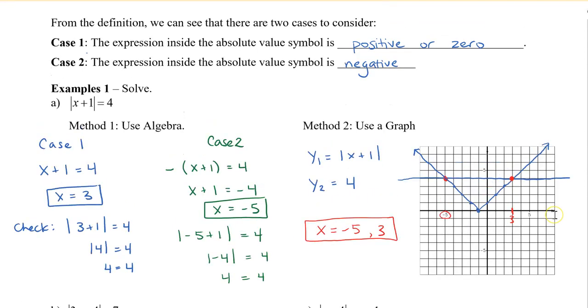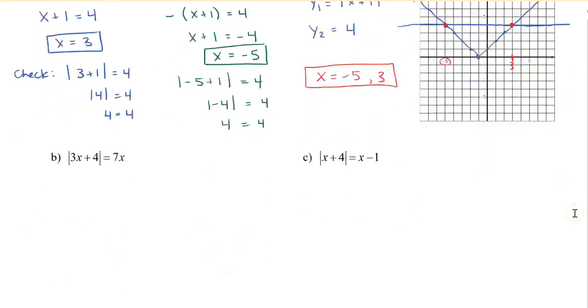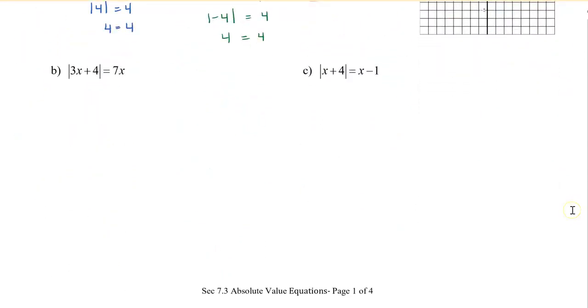Let's take a look at another example. That way we can see how to use both case 1 and case 2. So we're going to solve this equation here. Let's just ignore the absolute value. So we get 3x plus 4 equal to 7x. So this is the case where the inside is positive, so we're just going to leave it alone. And here we get negative 4x is equal to negative 4. So x is equal to 1.